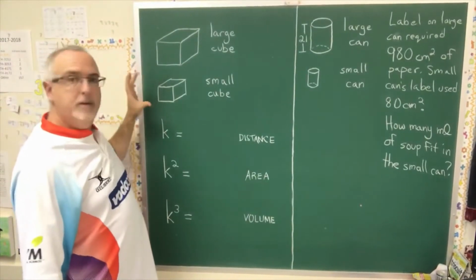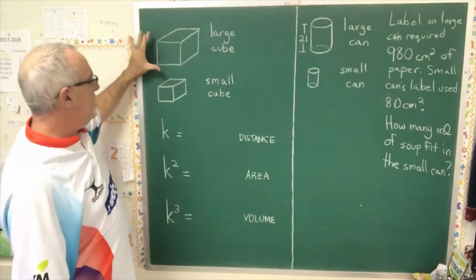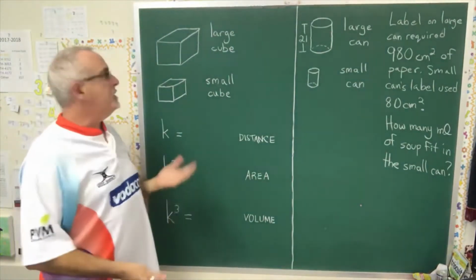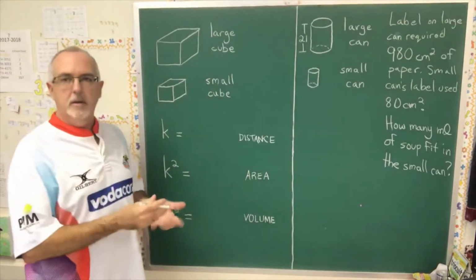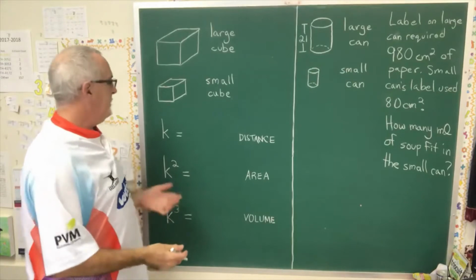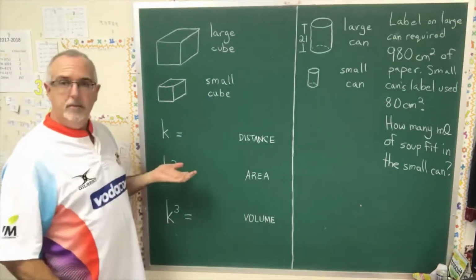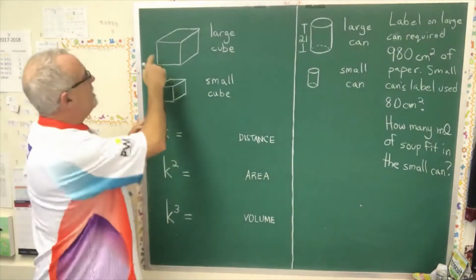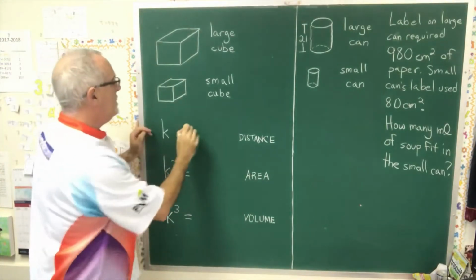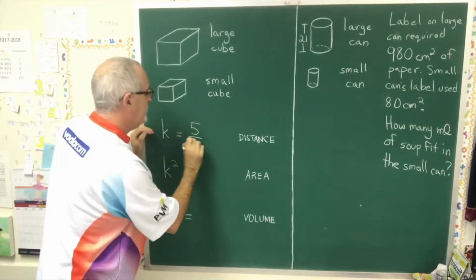Here we have a small cube and a large cube, and there's a relationship between their sizes because they are similar three-dimensional figures. We call that relationship, which is a ratio, the k-value. So the k-value between this large and this small cube is 5/3.